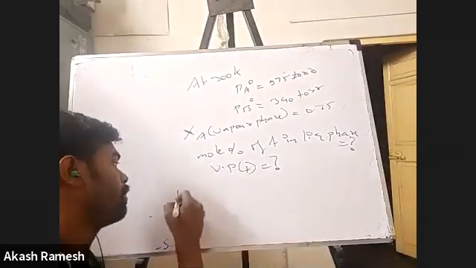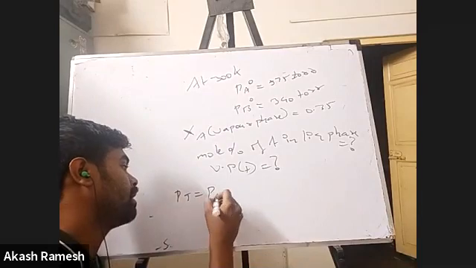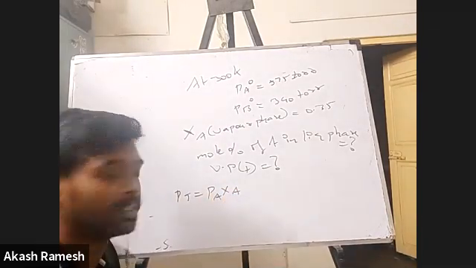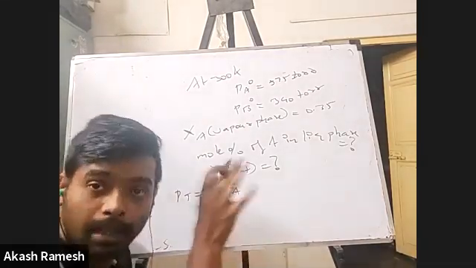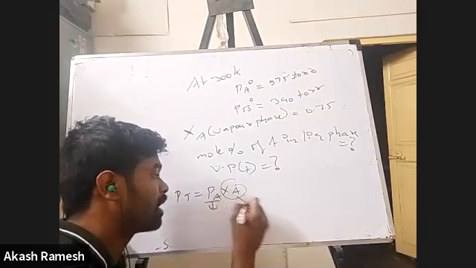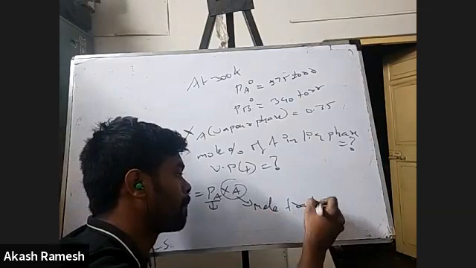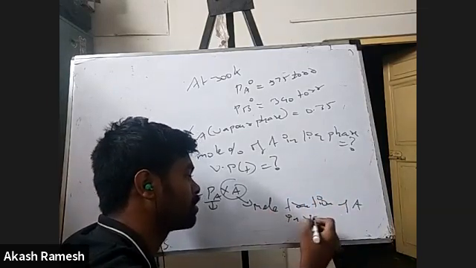I write P total is equal to PA into XA. Right. Now PA is the vapor pressure. PA is the pressure of the gas in the mixture. And this XA is what? XA is the mole fraction of A in gaseous phase, in vapor phase.